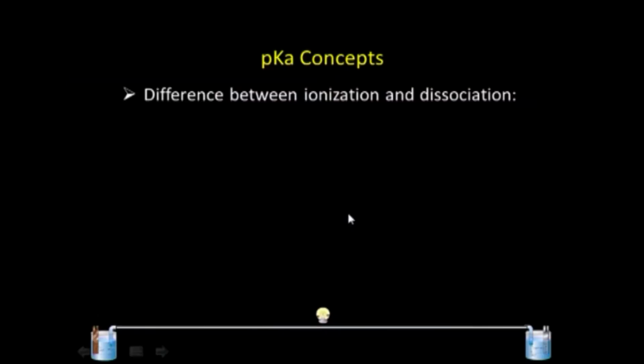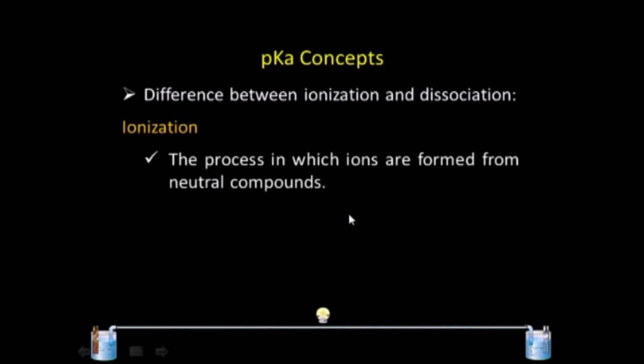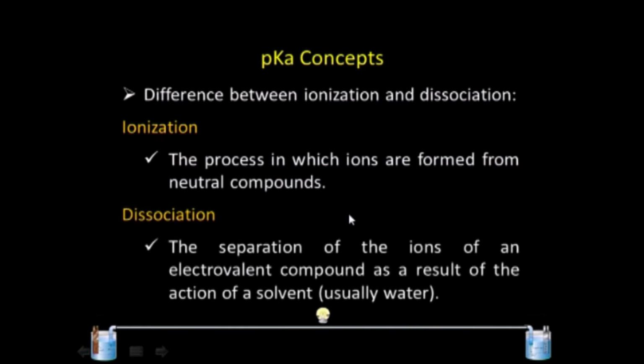Now the question comes, what is pKa? pKa represents difference between ionization and dissociation. Ionization is a process in which ions are formed from neutral compounds, whereas dissociation indicates the separation of the ions of an electrovalent compound as a result of the action of a solvent, which is usually water.